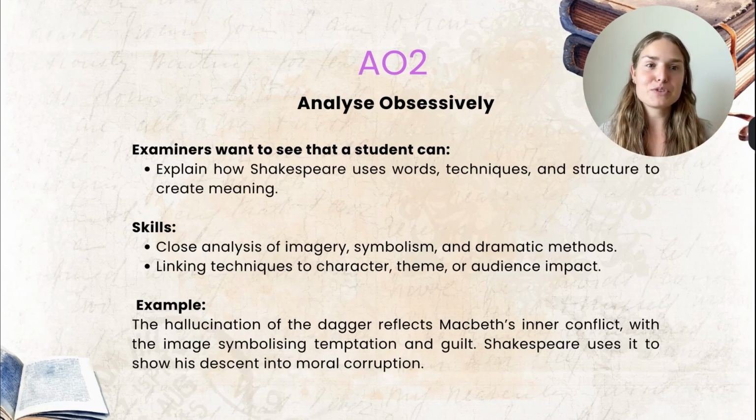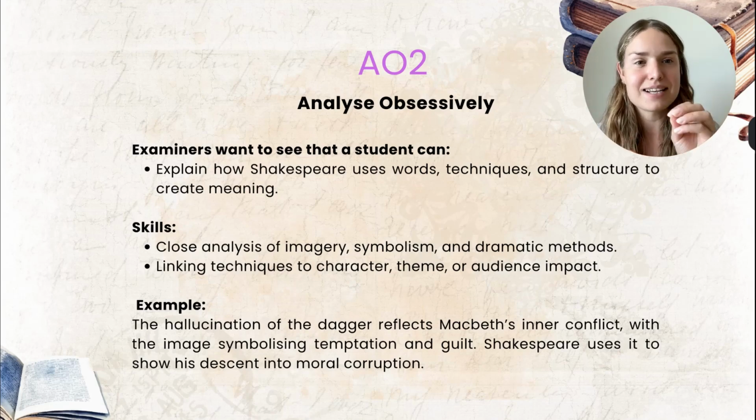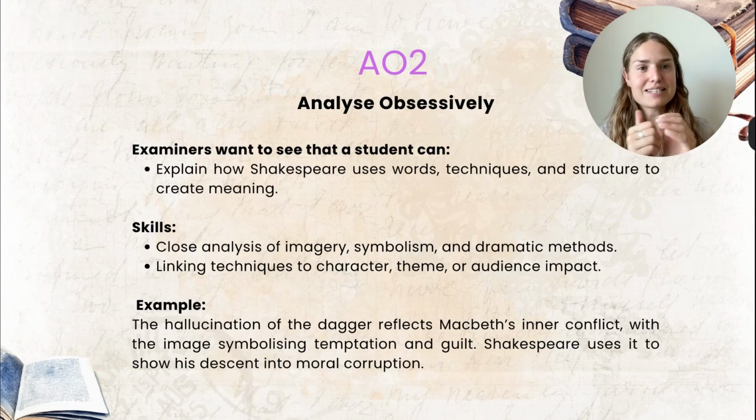So you need to be able to take that evidence and cut it up and dice it up into little pieces, identify literary devices, and show that you understand how to analyze the text in detail. That's AO2. Analyze obsessively.